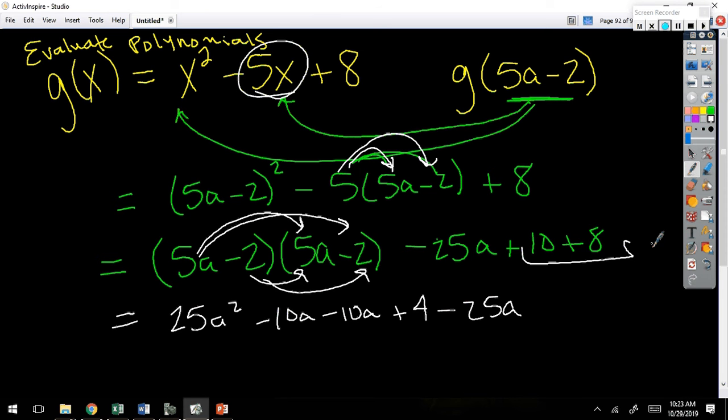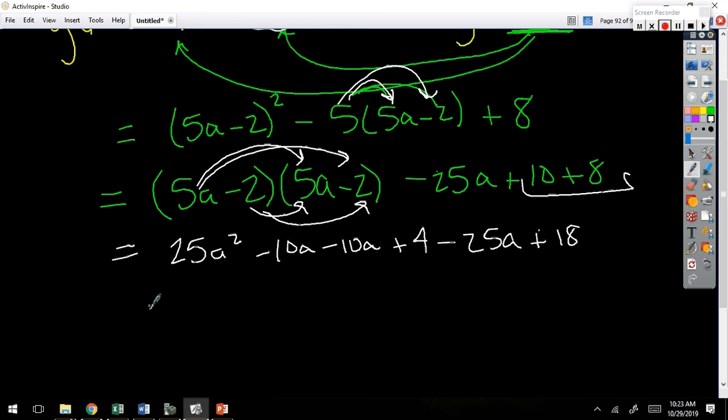Am I losing anybody? No, just gather up your like terms. And we've kind of done some things similar to this. We've maybe not plugged in something as complex as 5a minus 2. Minus 20, minus 45. All we have to do is keep the point over.